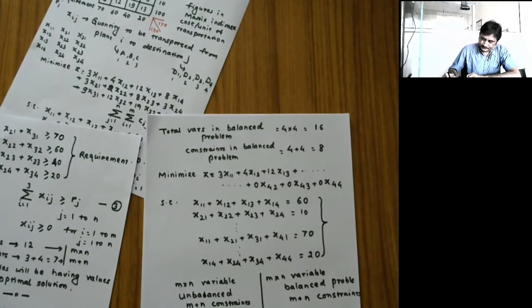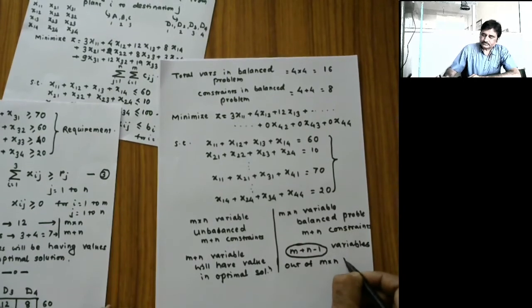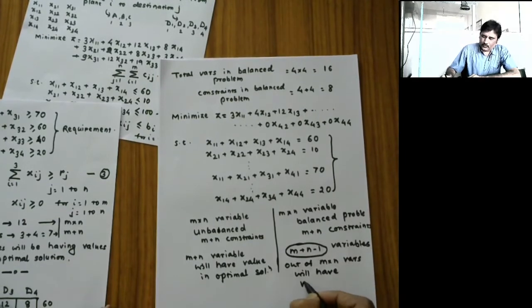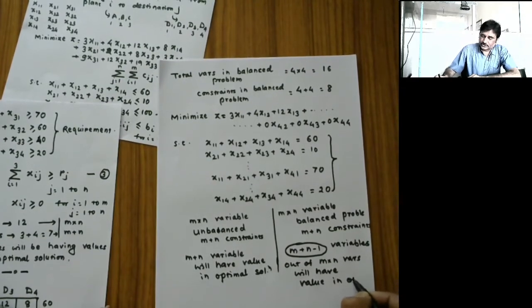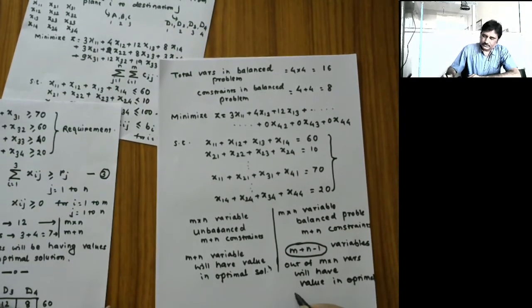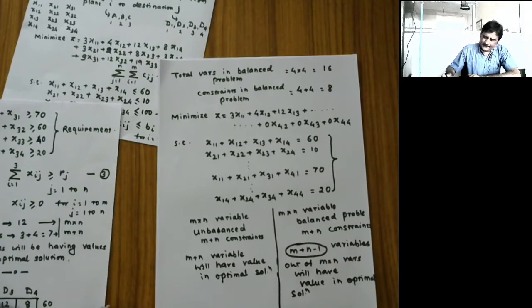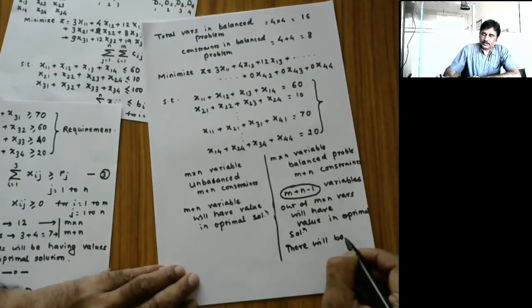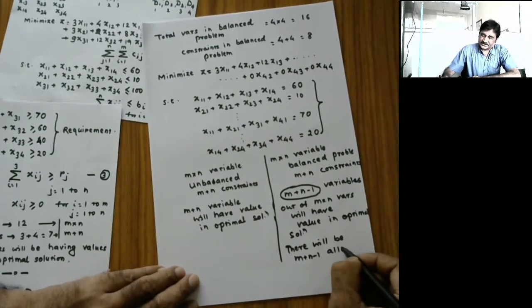out of m into n variables will have value in the optimal solution. That is to say, there will be m plus n minus 1 allocations normally.